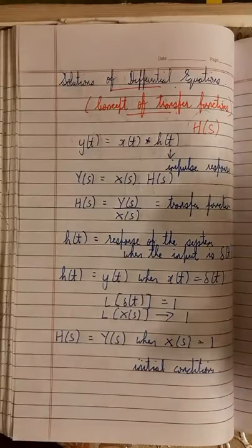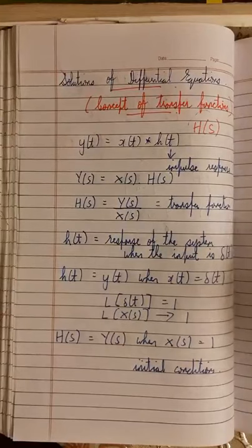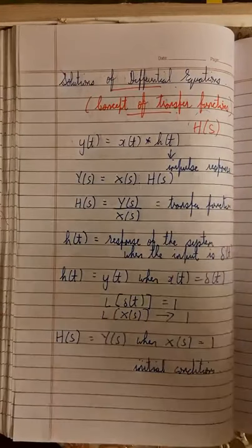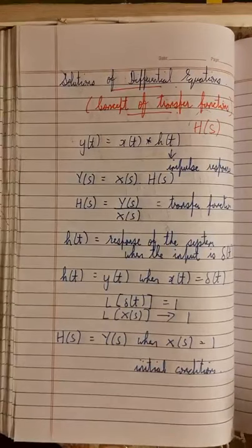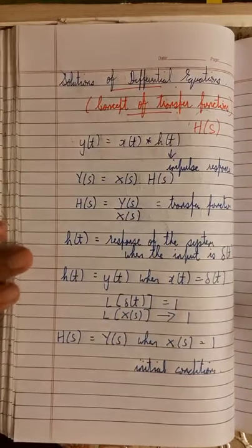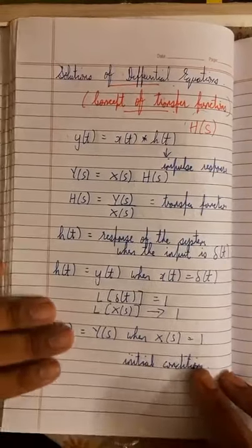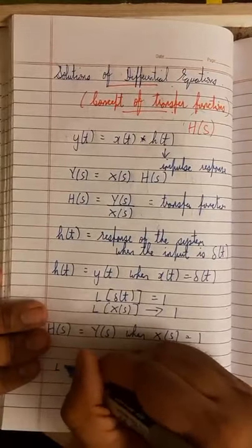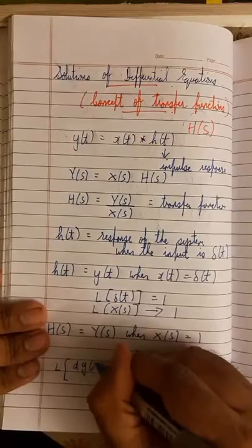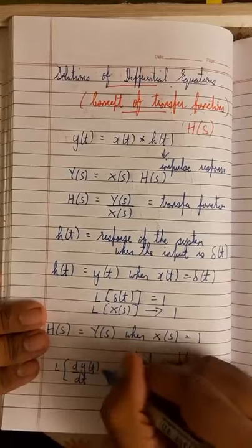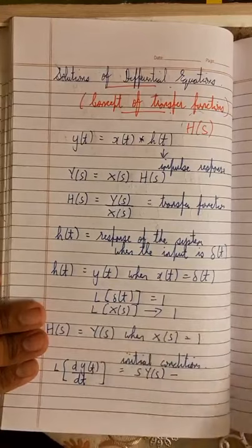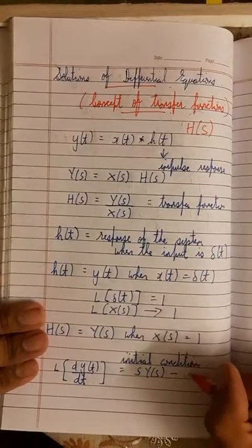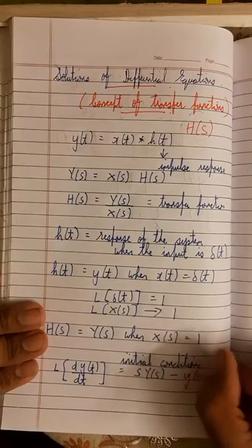That is, we don't apply any input to the system and still you get an output. And why do you get the output? Due to the presence of the initial conditions. Now, where do these initial conditions come from? We all know that when you apply the Laplace transform to differential equations, for example, the Laplace transform of dy of t by dt, this is nothing but s y of s minus y of 0 minus.